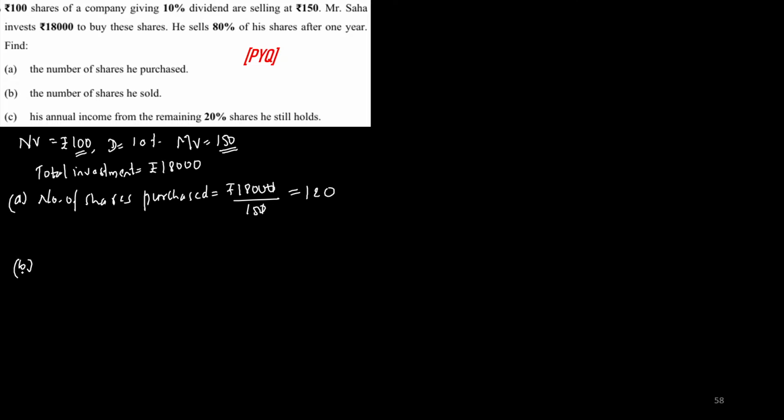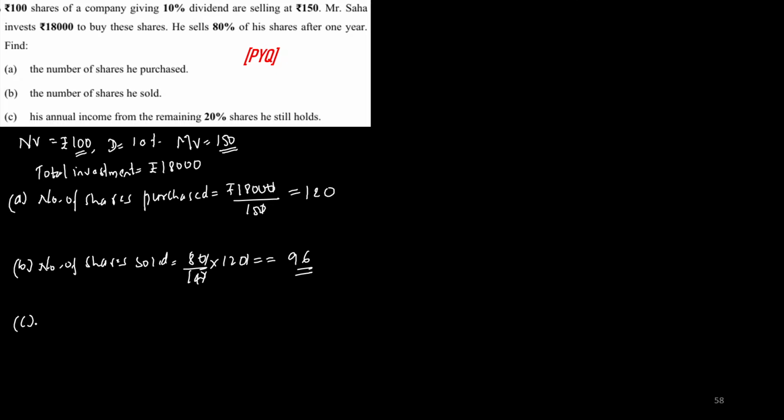And the second sub question, what you are asked to find out is the number of shares he sold. Okay, what is the question? He sells 80% of his shares. So number of shares sold is equal to 80% of the total number of shares whatever he has. Okay, the 0s get cancelled. That is 96 you are getting. So number of shares sold is equal to 96. That is your second sub question, that is nothing but the number of shares he sold.